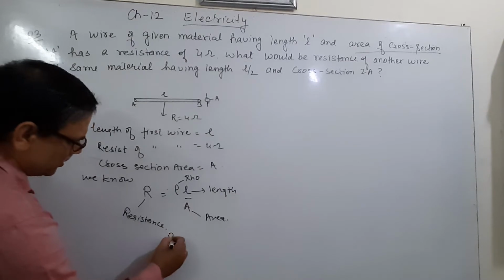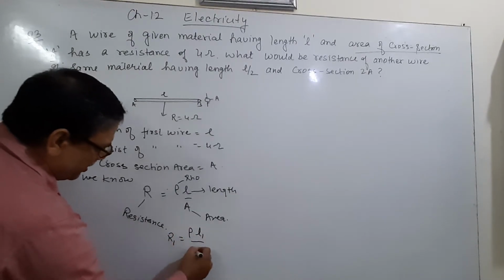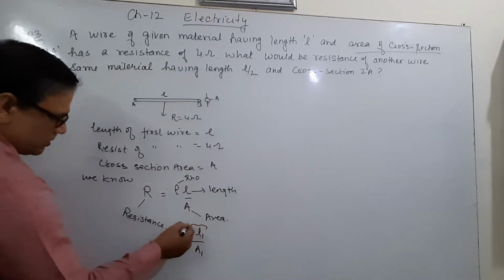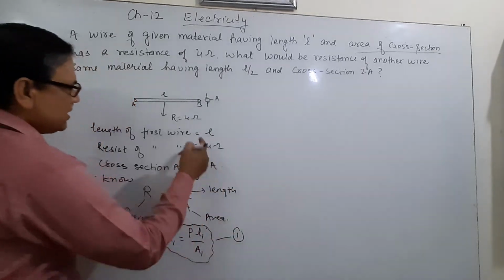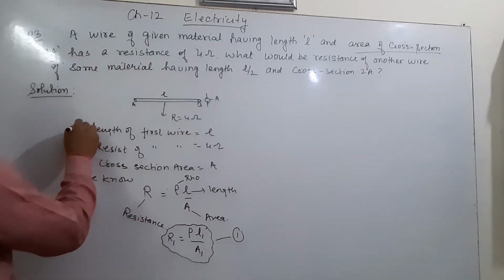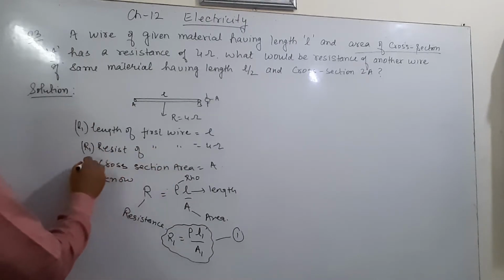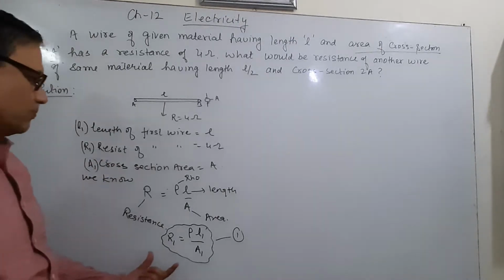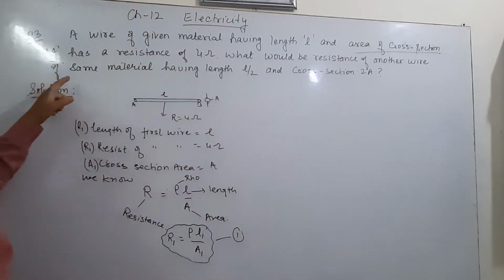Means R1 is equal to rho L1 upon A1. This is the first case. Here the length is L1, the resistance is R1, and the area is A1. This is for the first wire. And what would be the resistance of another wire of the same material?